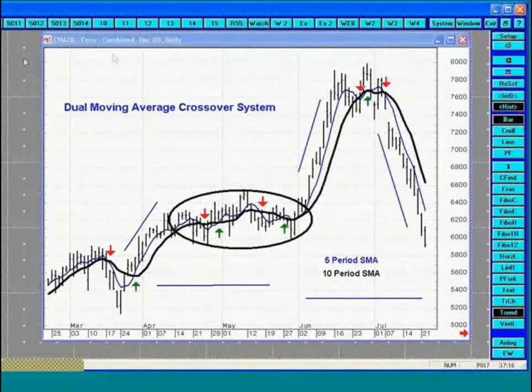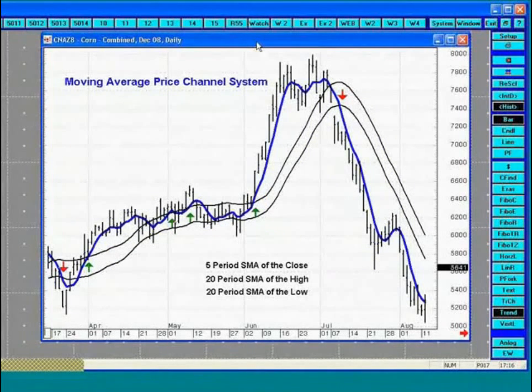Okay, I have a lot of charts here, so give me just a quick moment to get organized. Okay.